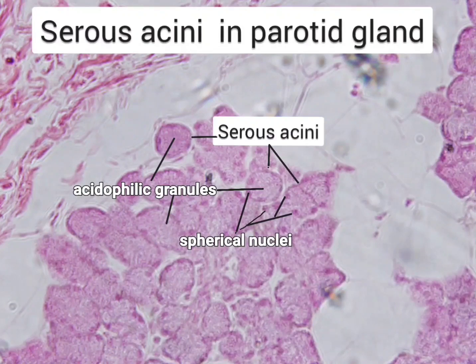Each cell contains a spherical nucleus located in the basal part of the cell. The apical region of the serous cells contains secretory granules called zymogen granules. The apical portion of the serous cells stains acidophilic due to these zymogen granules.